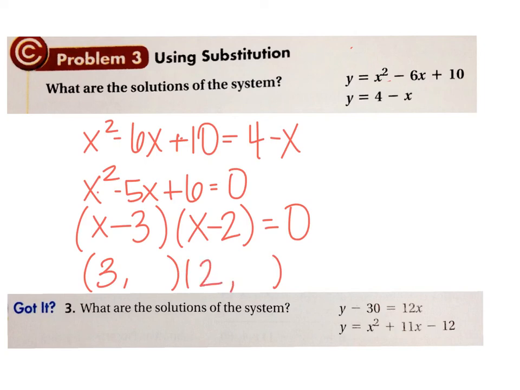Now I just have to find my y's. So what you're going to do is you're going to take your x and you're going to plug it in. What's 4 minus 3? It's 1. So when x is 3, y is 1. And then take the 2 and plug it in. What's 4 minus 2? It's 2. So when x is 2, y is 2. And that's your answer.